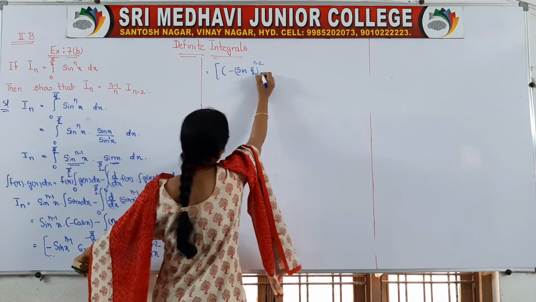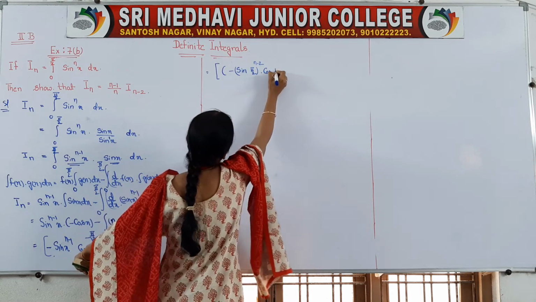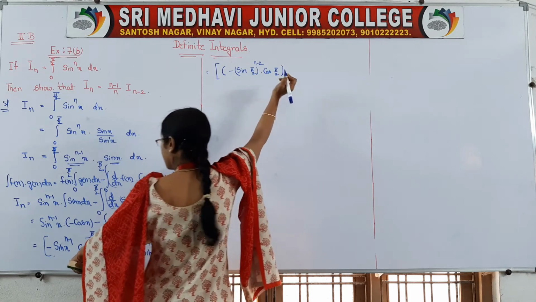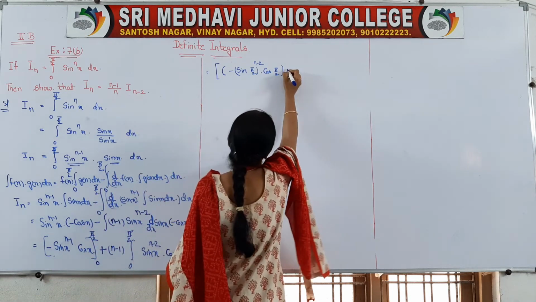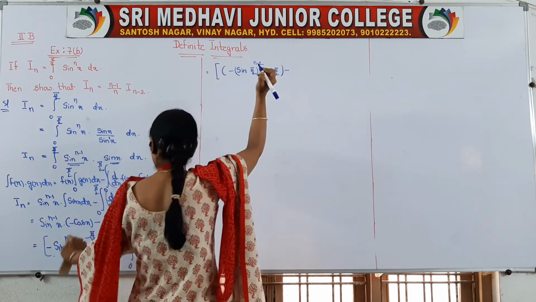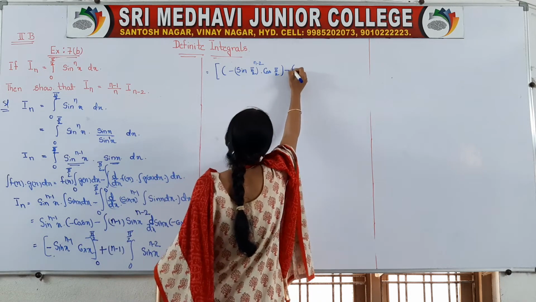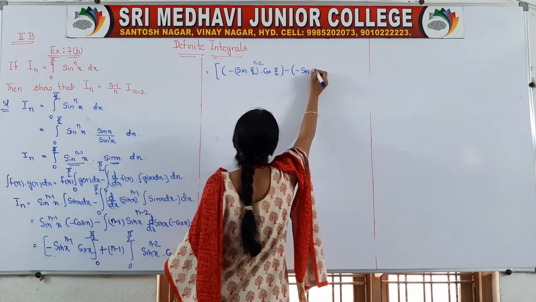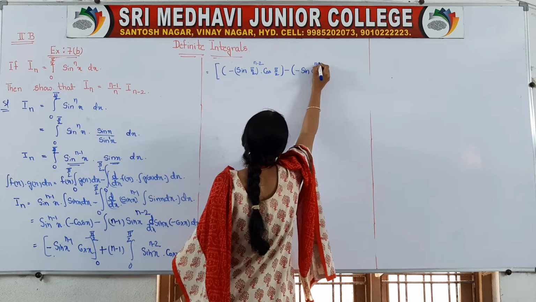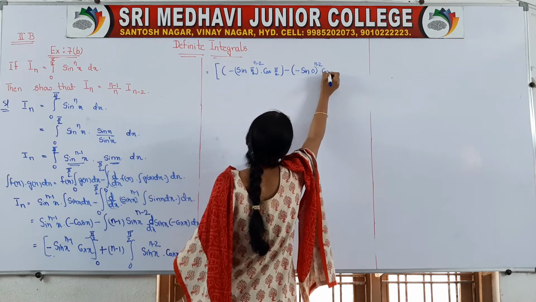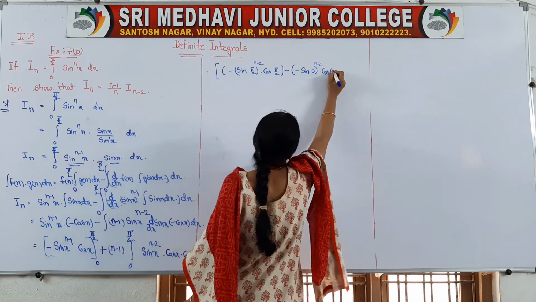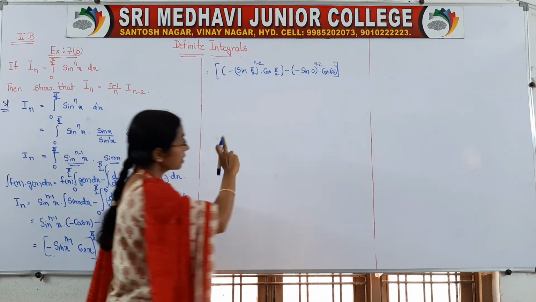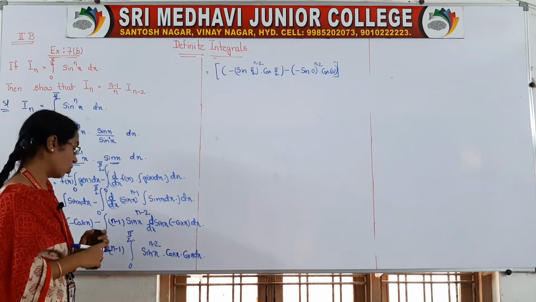Next, into cos of x, in place of x we have to take pi by 2. Okay, so this is the upper limit. Next, minus the lower limit we have to take. How? Minus sin of x to the power of n minus 2 into cos of x, in place of x we have to take 0. So this is upper limit minus lower limit.